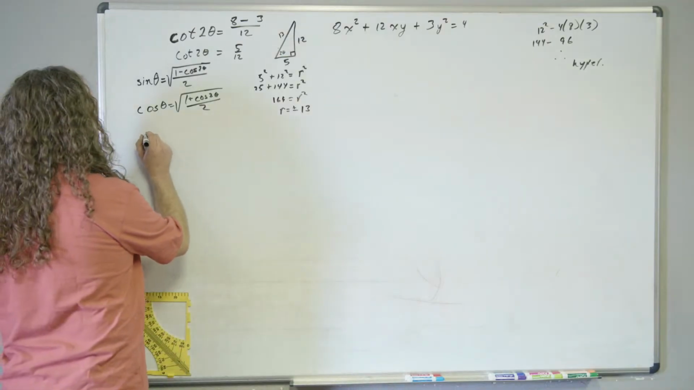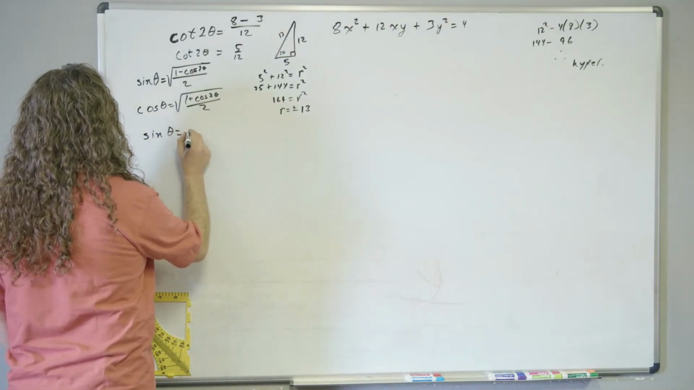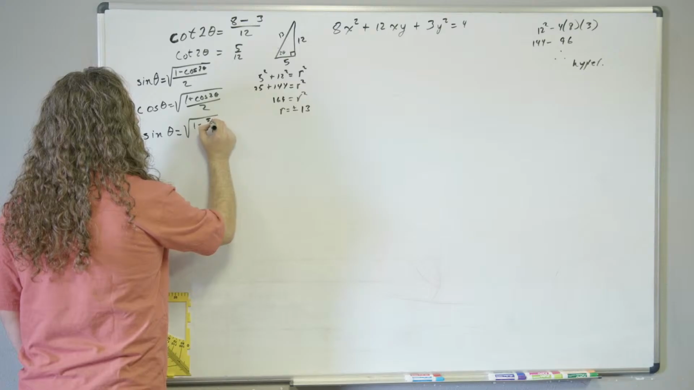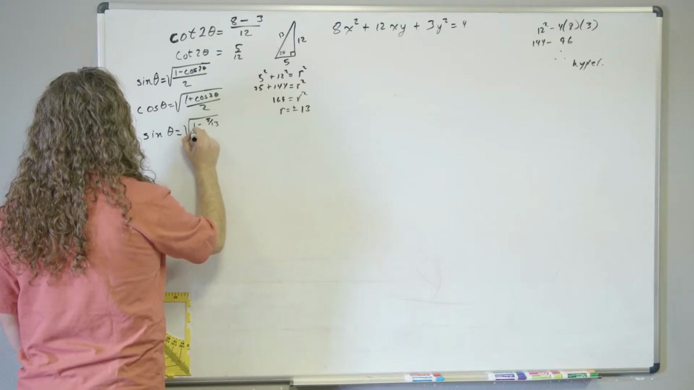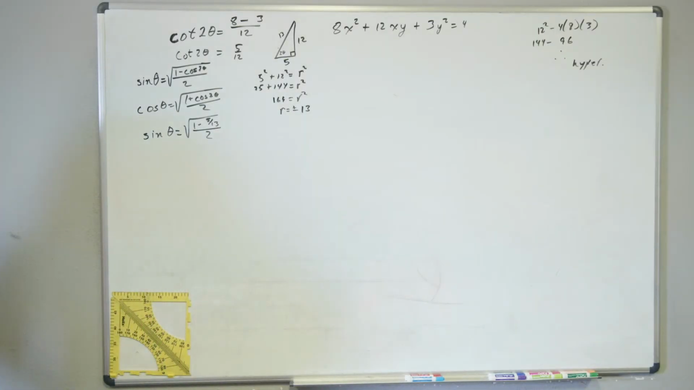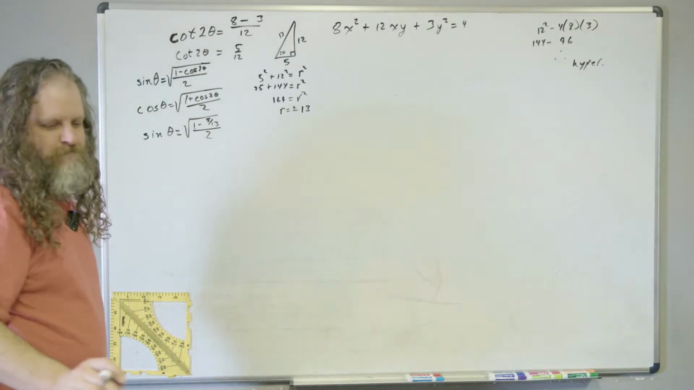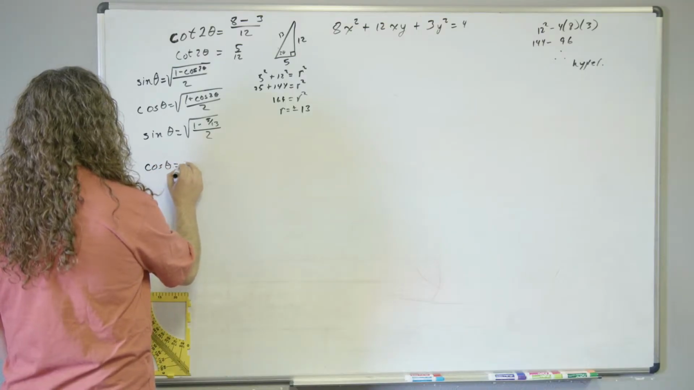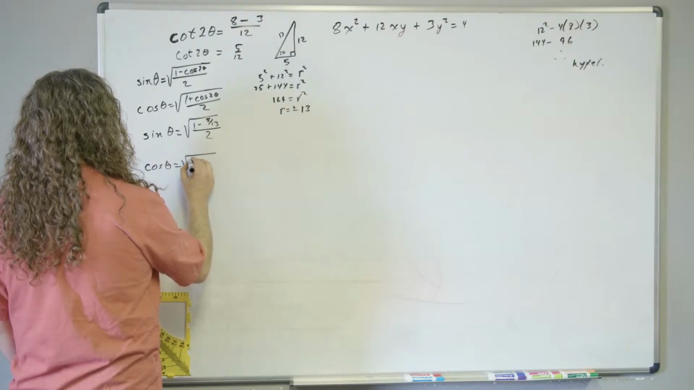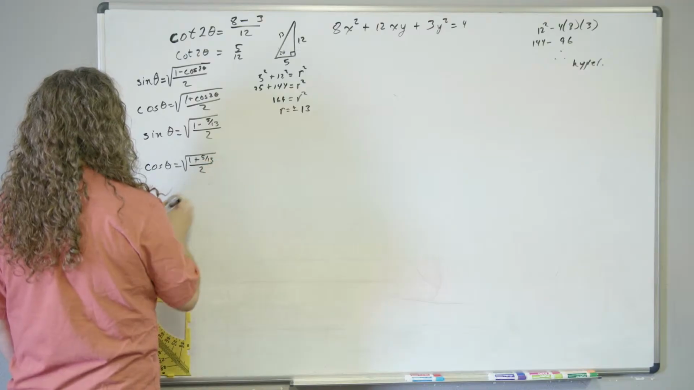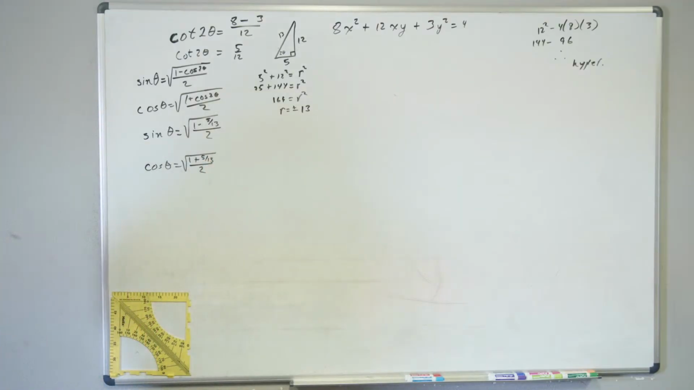Sine of theta equals the square root of 1 minus 5/13, over 2. Don't you have to square it for half angles? No. 1 minus cosine. Cosine of theta equals the square root of 1 plus 5/13 over 2. Oh yeah, that's the identity.